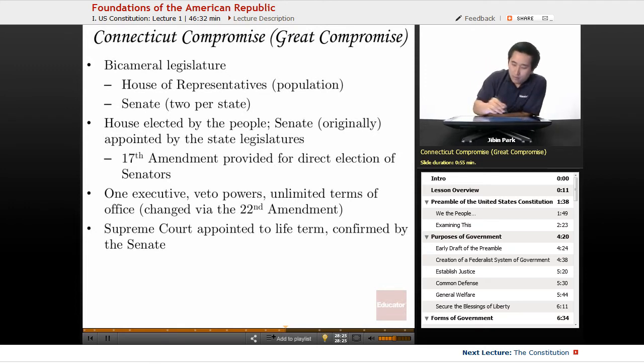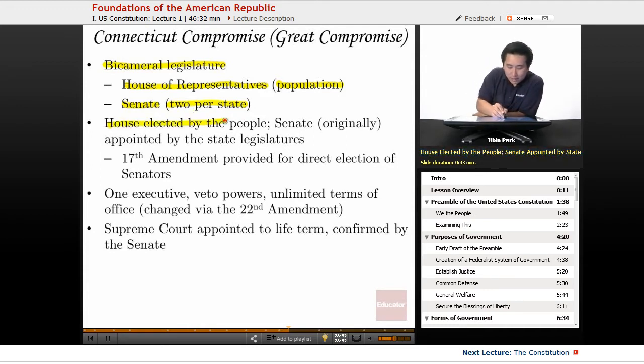So what were the elements of the Connecticut Compromise? Well, you had the bicameral legislature. You had the House of Representatives, which would be represented by population. And then you had the Senate, the upper house, and instead of one vote per state, you had 2 votes per state. So that survives. No matter how big or small the state is, each state gets 2 senators.